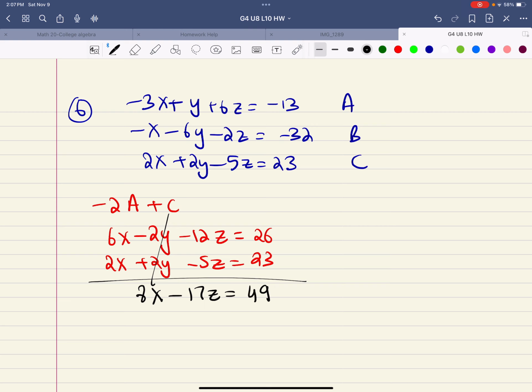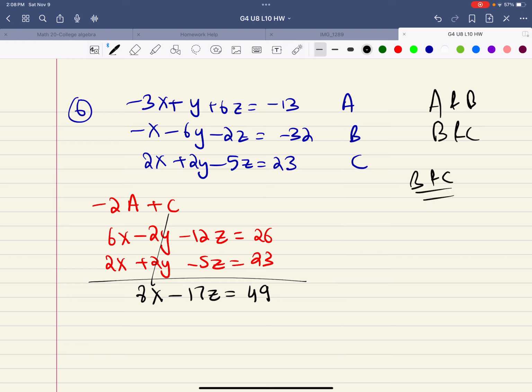All right, now what we can do is we just dealt with A and C. We can deal with B and C, or we can deal with A and B. It doesn't really matter. It just cannot be the same two equations. We cannot use A and C. We can use the combination of A and B, or we can use a combination of B and C. It's up to us. So I'm just trying to think about which one would be easier. I'm going to go ahead and use the combination of B and C.